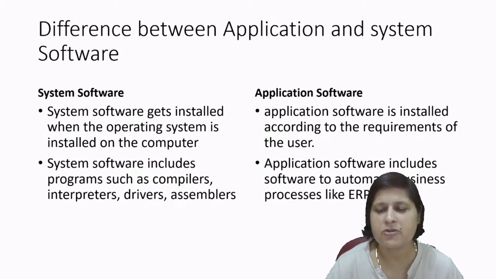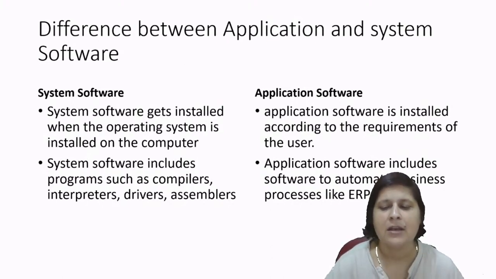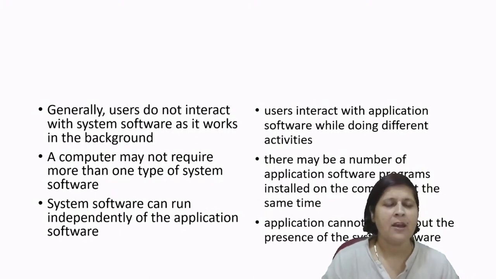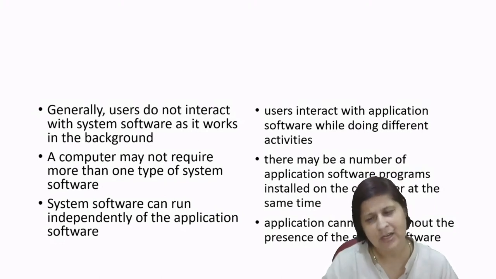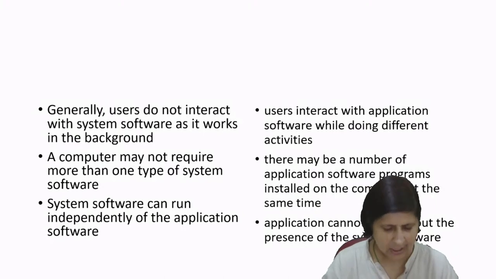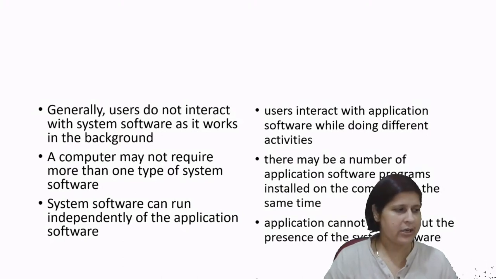Application software includes software to automate business processes like your office, like ERP, like SAP, like CRM, right? All these are examples of application programs. Generally, users do not interact with the system software as it works in the background, and in application software the user interacts with the application software while performing different activities.